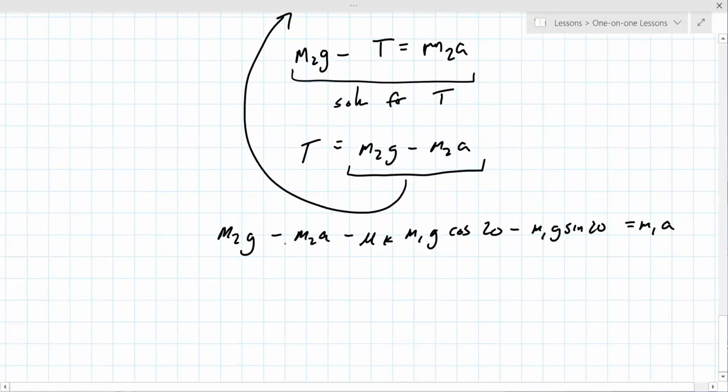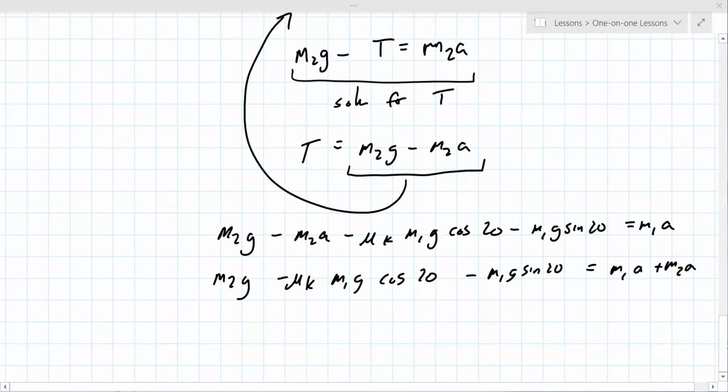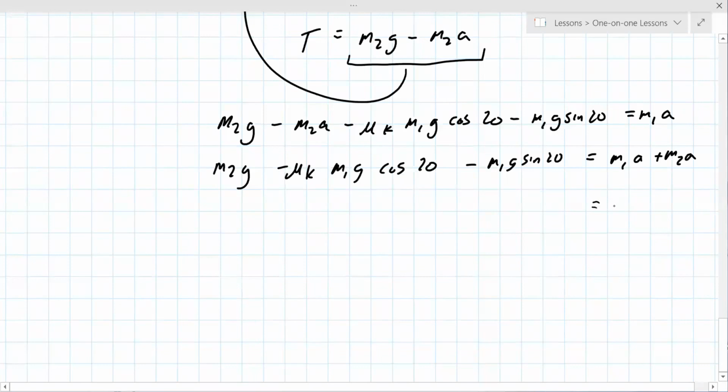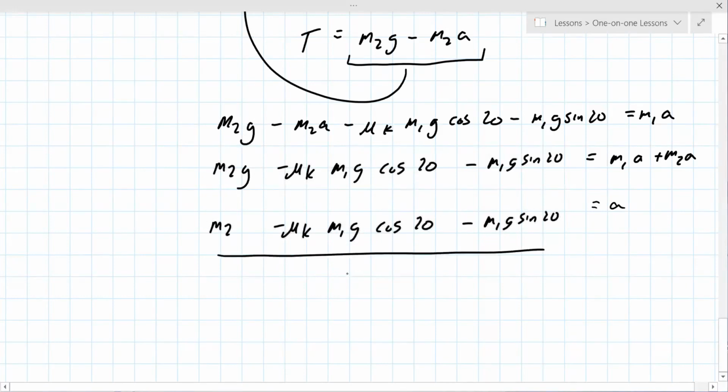So I'm going to move m2a over to the other side of the equation. You're going to get m2g minus mu k m1g cosine 20 minus m1g sine 20 equals m1a plus m2a. If you factor out an a from both of these and then divide by m1 plus m2, you get your acceleration. So we're going to bring that down here and divide by m1 plus m2, and you have your answer.